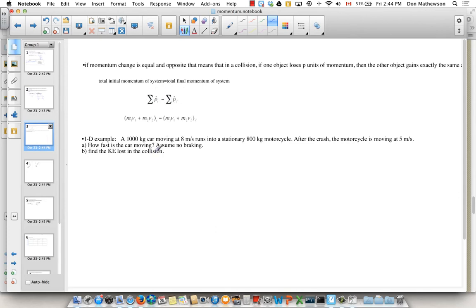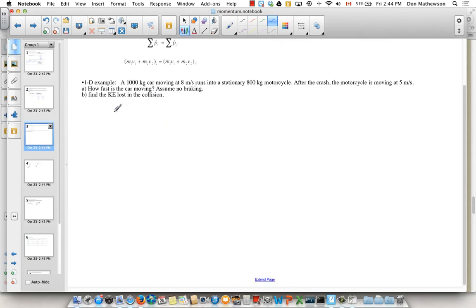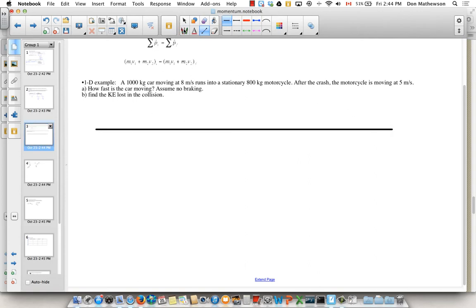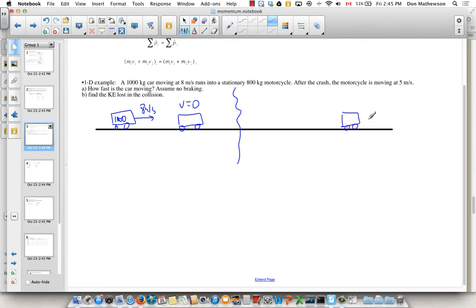An example. Let's say we have a car. Let's draw a horizontal surface here. Here's our roadway. And let's say we have a car, and the car is 1,000 kilograms, and it's moving at 8 meters per second, and it runs into a stationary motorcycle. That's the before picture. After the collision, the motorcycle is moving at 5 meters per second, and we're asked how quickly is the car going?